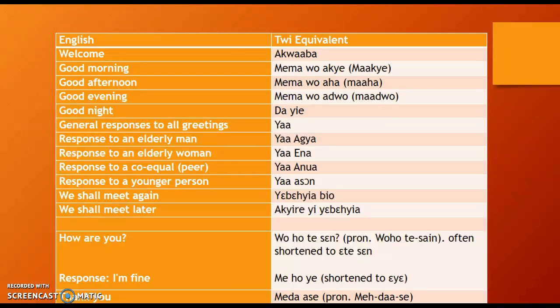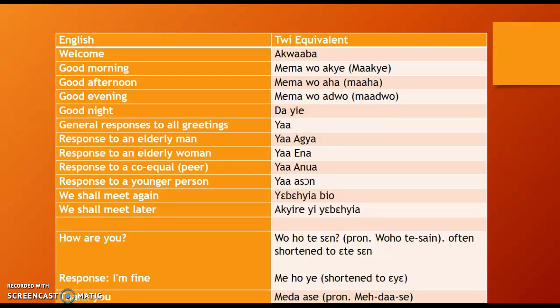The general responses that you would give when somebody greets you, maybe in the morning, good morning, the person says Maachi. If the person is an elderly man, your response will be different from an elderly woman. So you will respond differently to your father or mother, or a mother or father figure, than you would your co-equal or a younger person. So for good morning from an elderly man, you would respond Yaa agya. The general response is Yaa, and agya is a father. So Yaa agya.